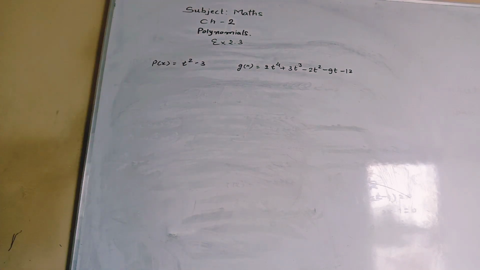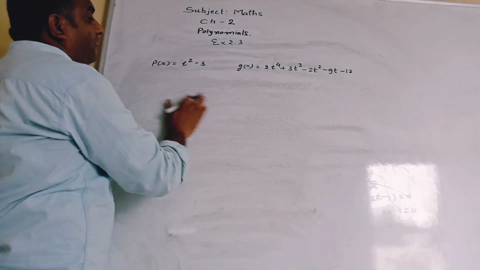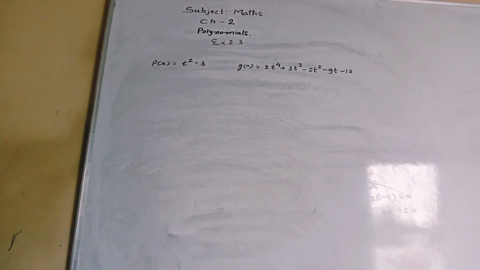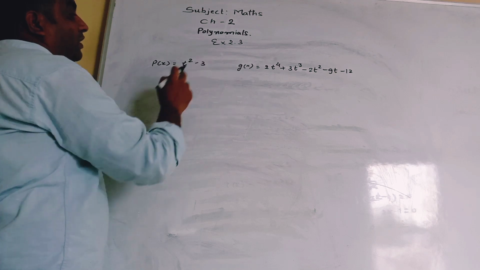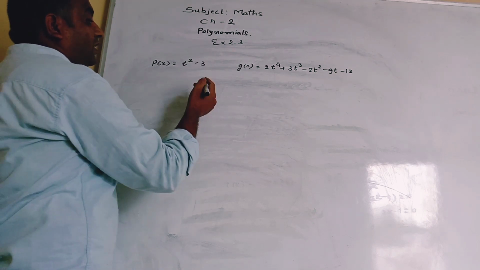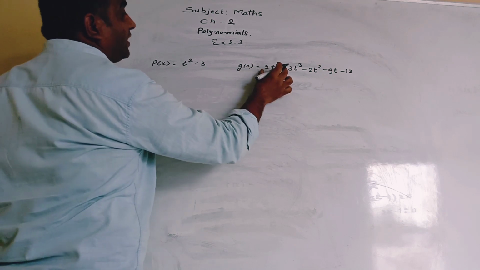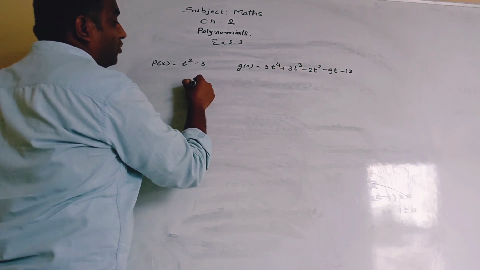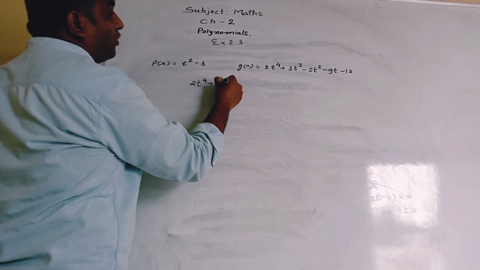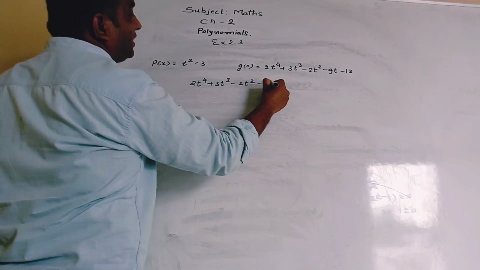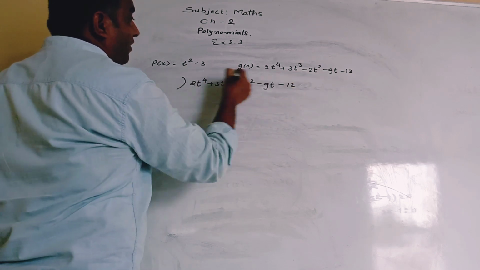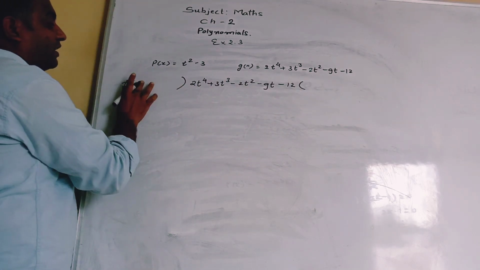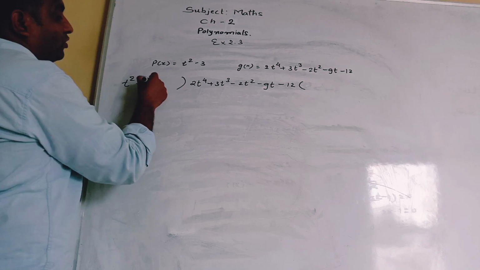Now we know that if a polynomial is a factor of another polynomial, then the remainder will be 0. So here we will divide g(x) by p(x), and if the remainder is 0, then we say that yes, p(x) is a factor of g(x); otherwise it is not a factor. g(x) is already written in descending order: 2t raised to 4 plus 3t cube minus 2t square minus 9t minus 12, divided by t square minus 3, but the t term is missing, so we write 0t minus 3.